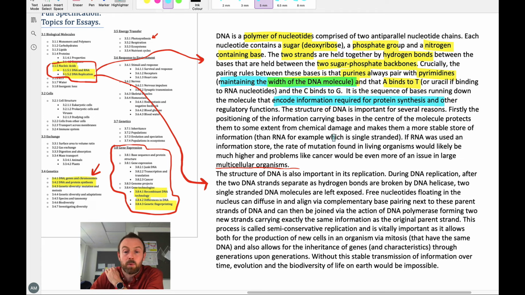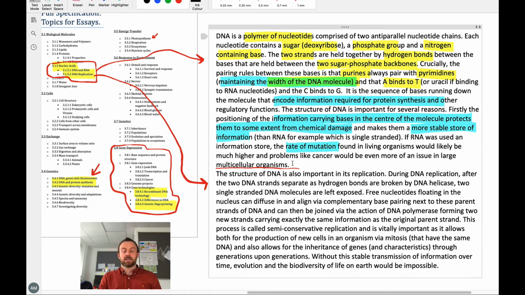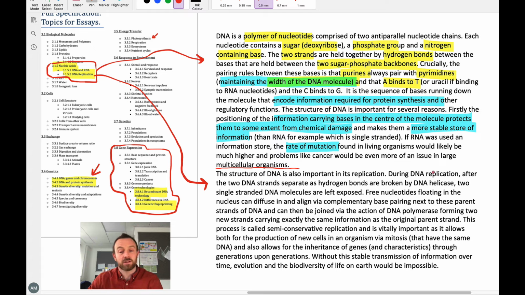Then I really get into importance. The structure of DNA is important for several reasons. Information carrying bases in the center of the molecule protects them to some extent from chemical damage, makes them a more stable store of information, talking about rate of mutation, and then trying to link that to cancer.